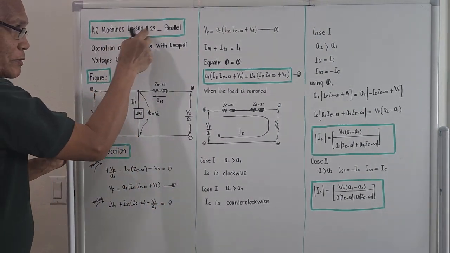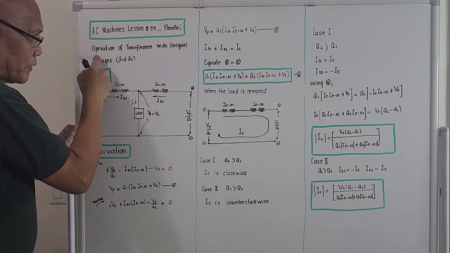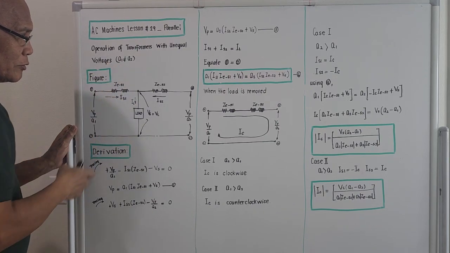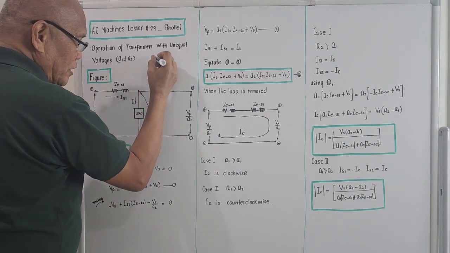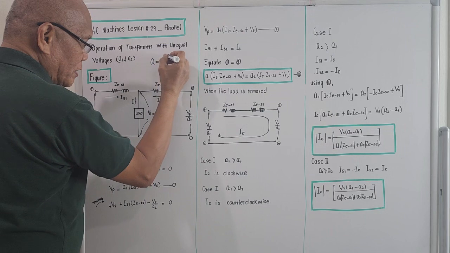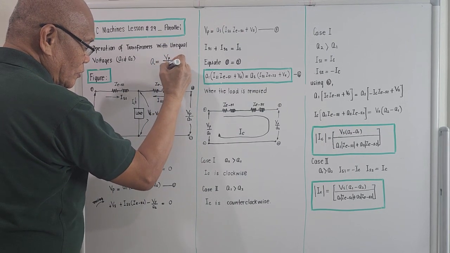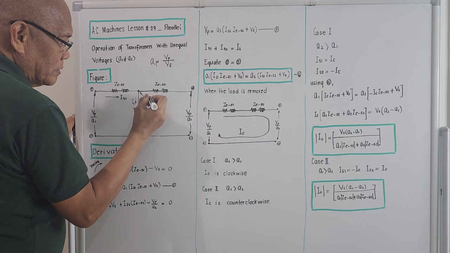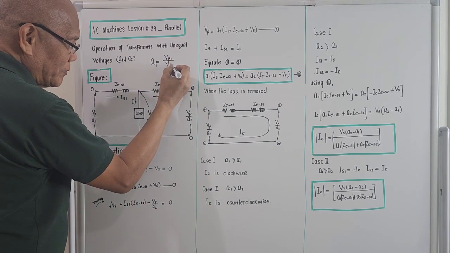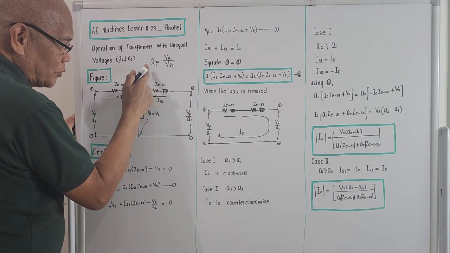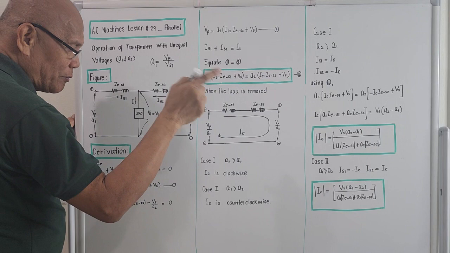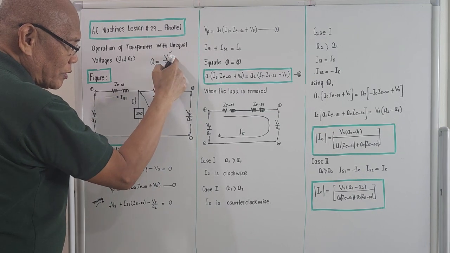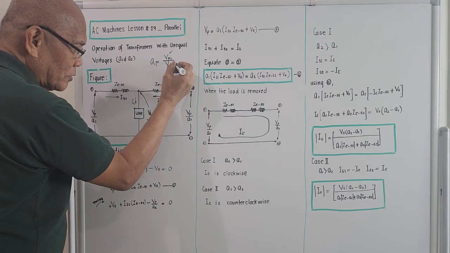Alternating current machines, lesson number 29. The title of the topic is Parallel Operation of Transformers with Unequal Voltages. That is, the ratio of transformation A1 is not equal to A2. For a step-down transformer, the ratio of transformation is actually the primary voltage over the secondary voltage. So if I place subscript 1 here, meaning for transformer number 1, the ratio of transformation is A1, which should be VP1 over VS1: the primary voltage for transformer number 1 over the secondary voltage for transformer number 1.